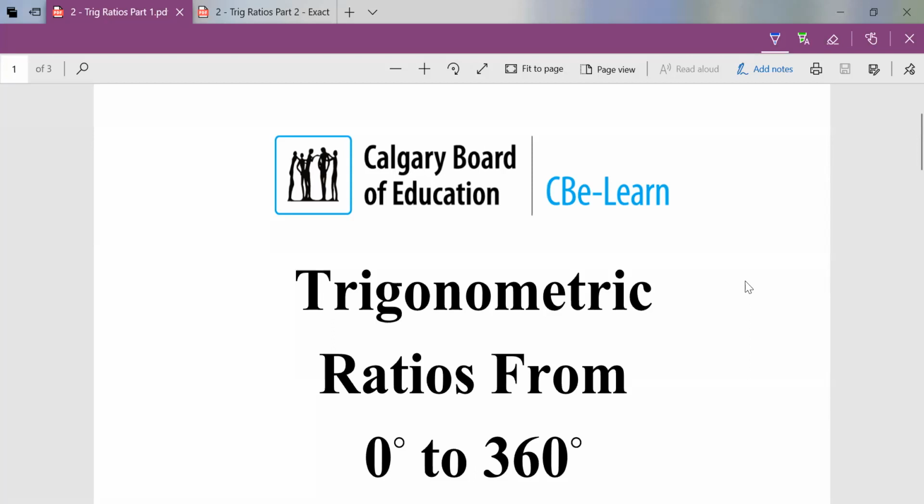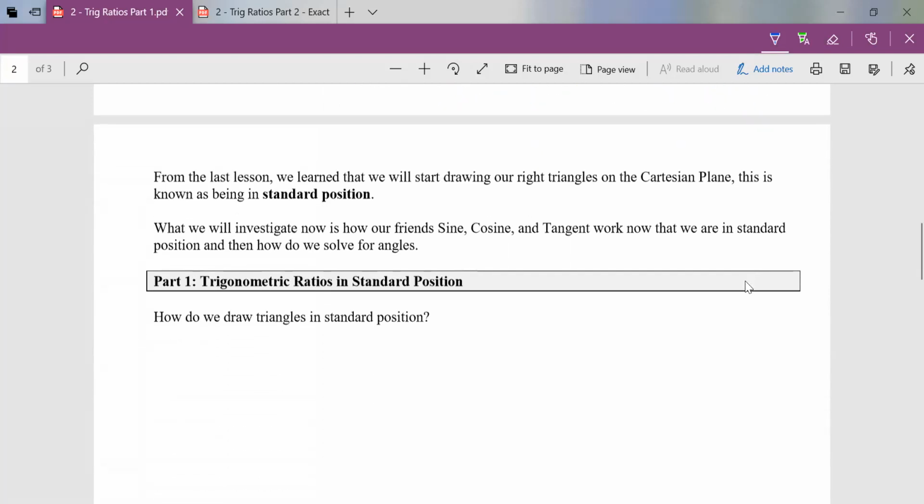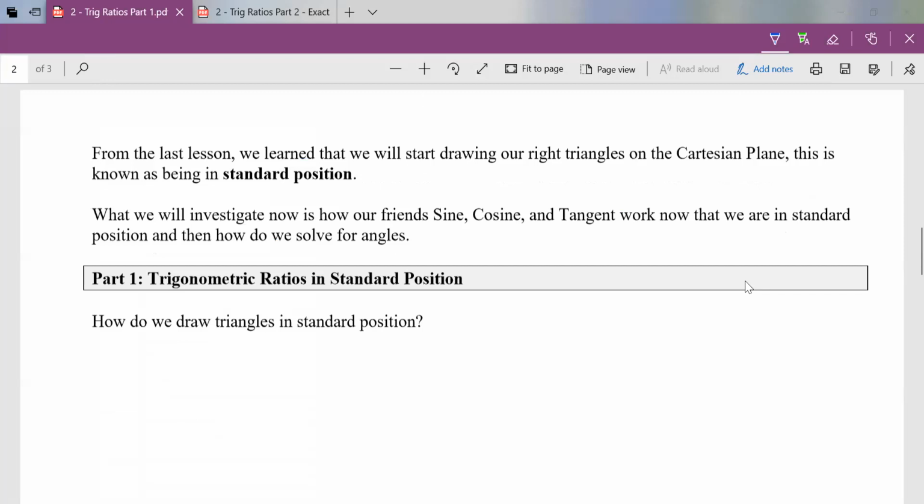When we're talking about trig ratios, even better, we should call them the primary ones. We're looking at sine, cosine, and tangent, and we've seen these in grade 9 and grade 10. But now that we're in grade 11, what we talked about in the last lesson was drawing these in standard position, which means we're drawing these on our Cartesian plane. So what we need to figure out now is how do we work with sine, cosine, and tangent and our favorite mnemonic device from grade 10, SOHCAHTOA, in standard position?